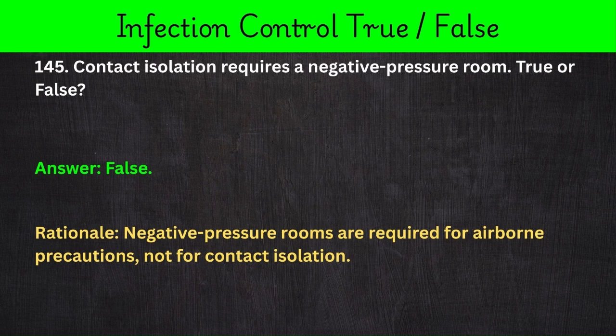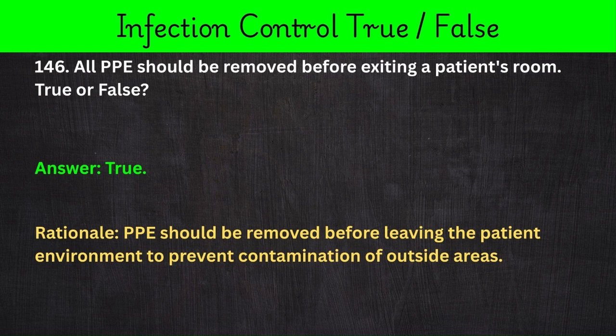145. Contact isolation requires a negative pressure room. True or false? Answer: false. Rationale: Negative pressure rooms are required for airborne precautions, not for contact isolation. 146. All PPE should be removed before exiting a patient's room. True or false? Answer: true. Rationale: PPE should be removed before leaving the patient environment to prevent contamination of outside areas.